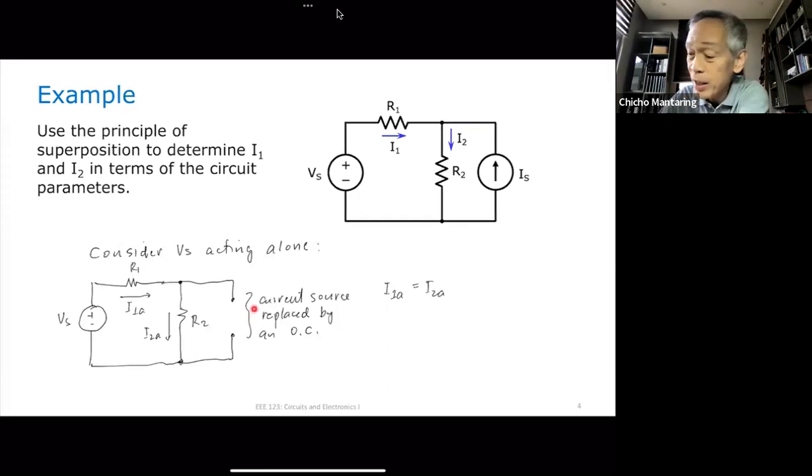Because if this is an open circuit, then this becomes a single loop circuit, no? This becomes a single loop circuit, and therefore the current through R1 and the current through R2 will be the same, no? So I1A will be equal to I2A, which is now going to be VS over R1 plus R2. Okay, that is due to VS acting alone, no?